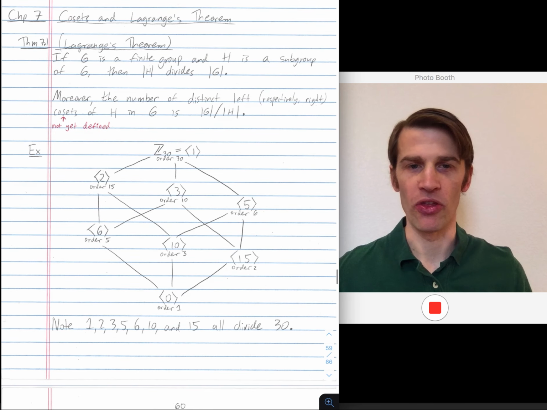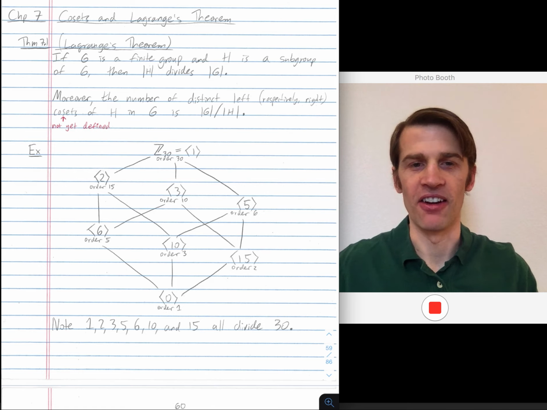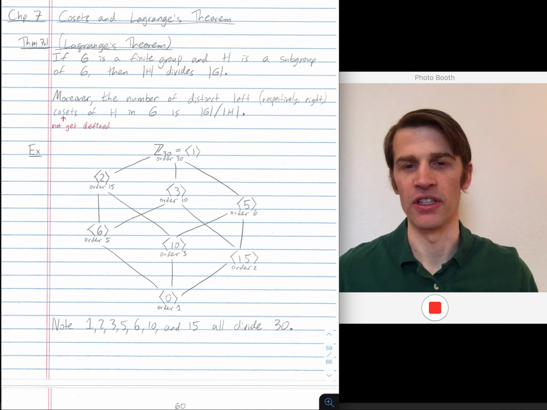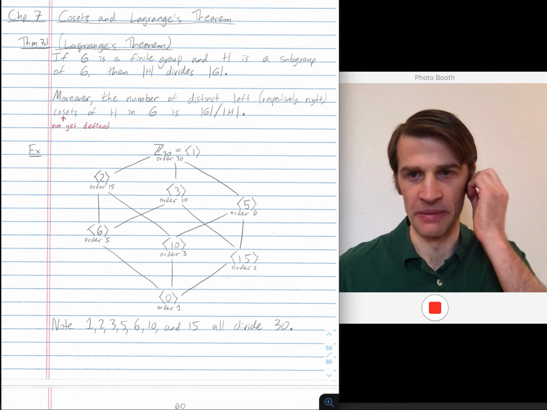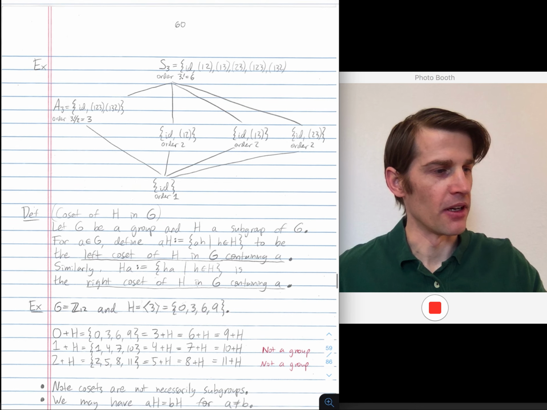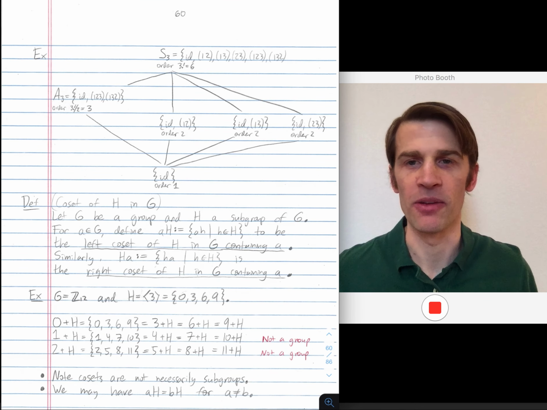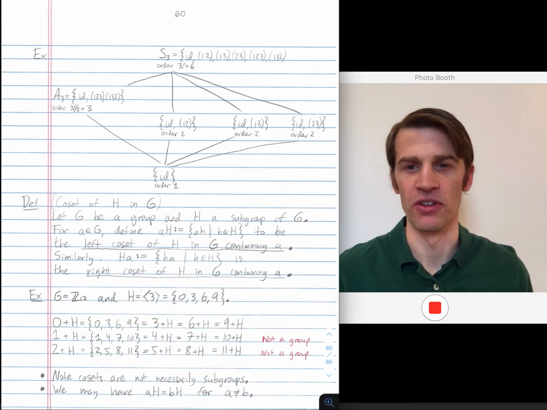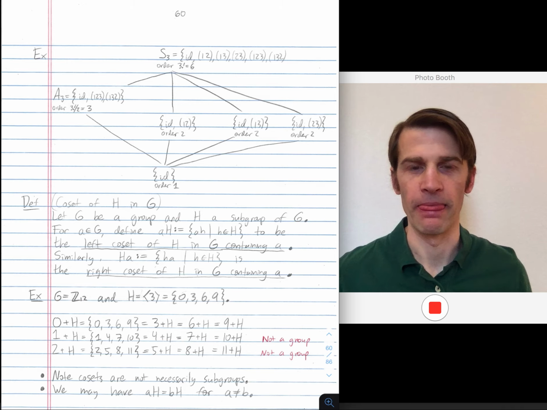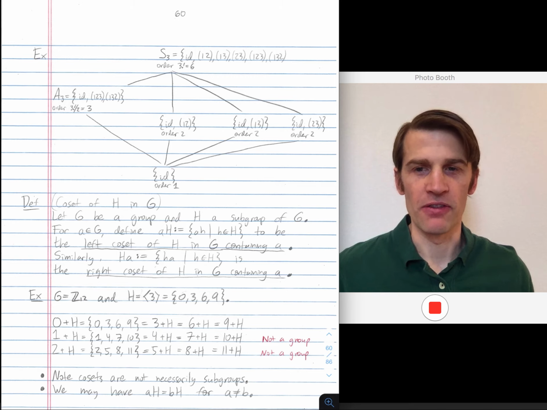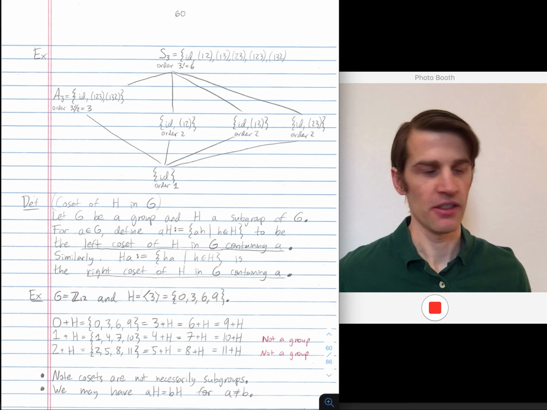Here's the group Z mod 30 at the top, and beneath it are listed all of its subgroups and their sizes, 15, 10, 6, 5, 3, 2, or 1, all of which divide 30. Another example is S3, the group of permutations of 3 elements. S3 has size 6, which is 3 factorial, and its subgroups listed below have size 6, 3, 2, or 1, which all divide 6. But before we talk more about Lagrange's theorem, let's first focus on cosets and their properties.